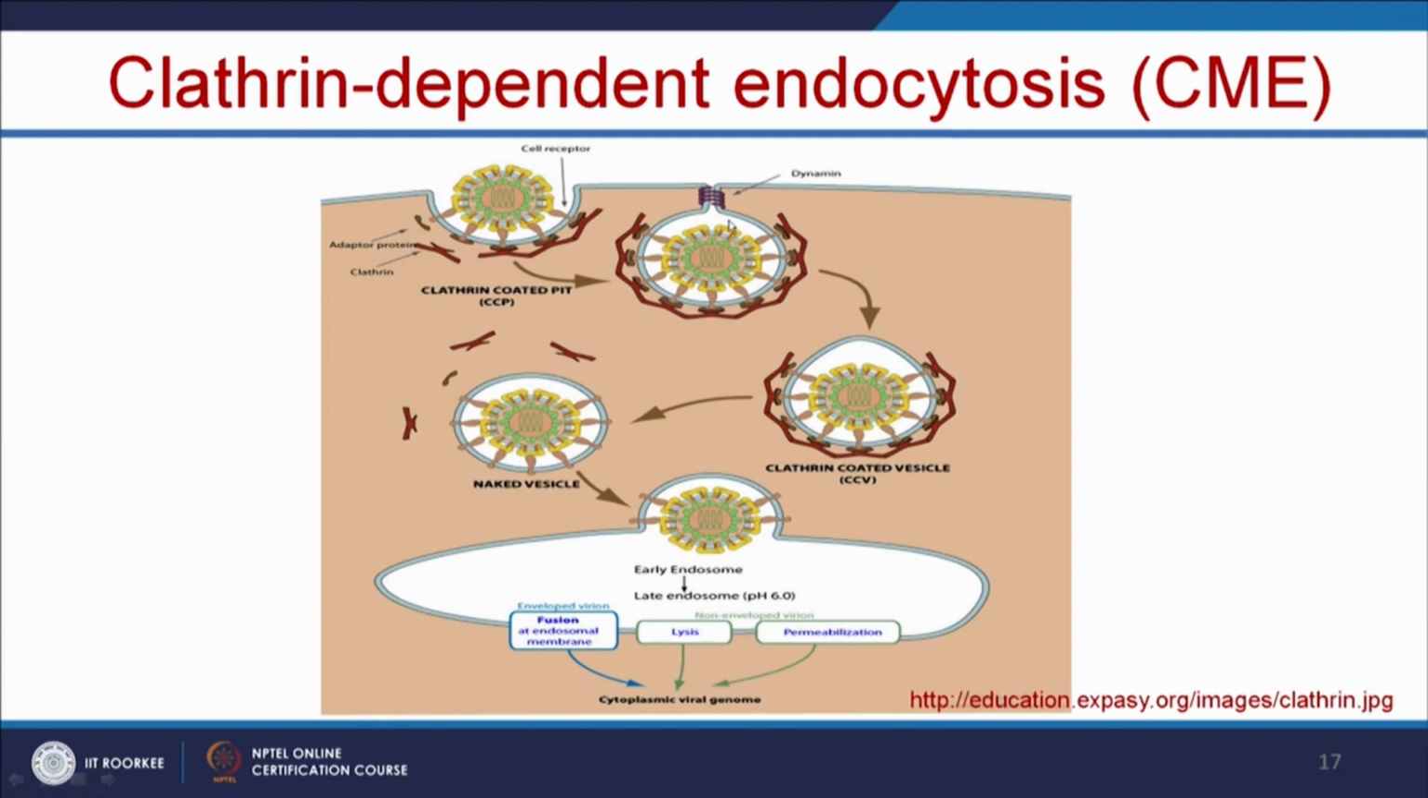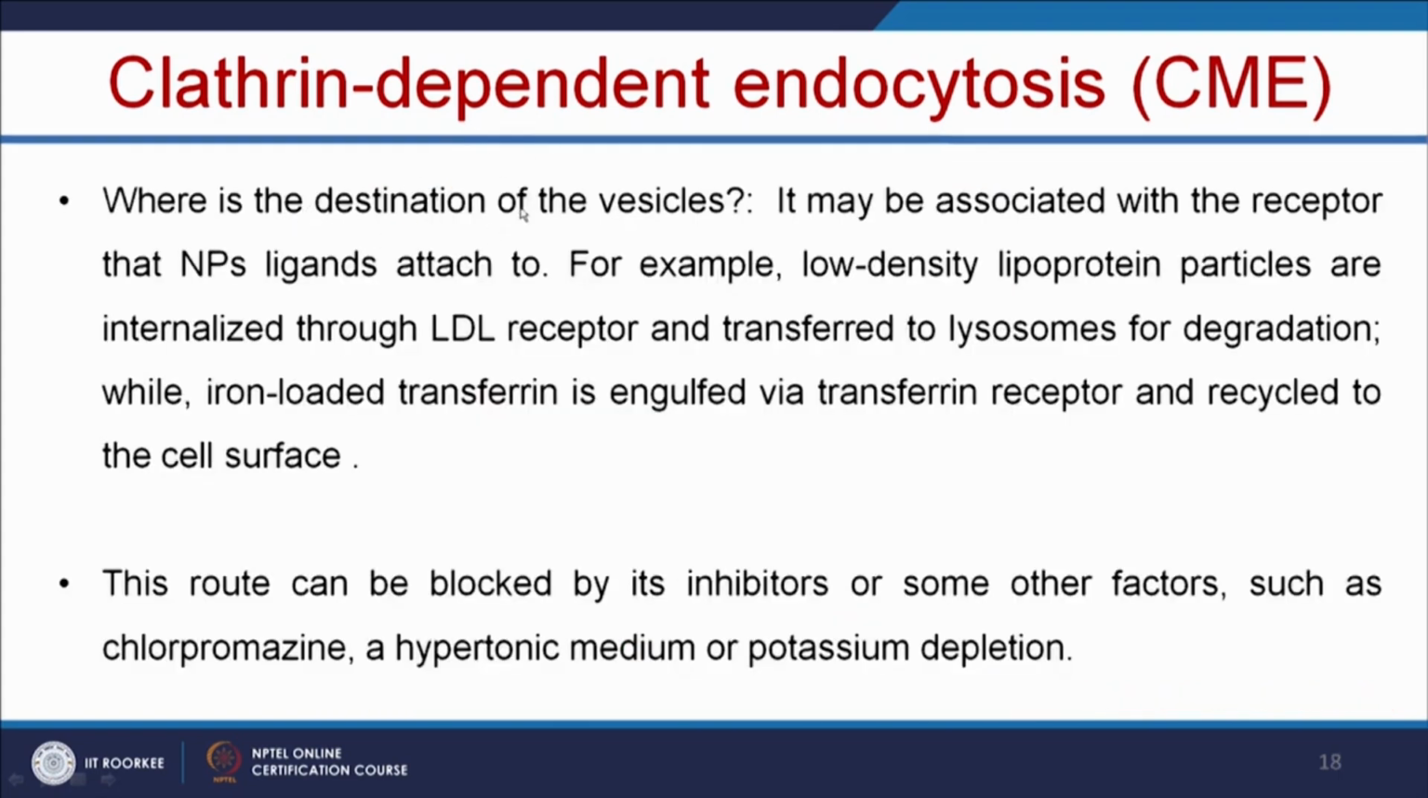Once your nanoparticle is entrapped in this vesicle, the vesicle is closed with the help of dynamin and taken inside the cell. There the clathrin will be released and only the naked vesicle will go into the endosome, where it will be degraded and release your therapeutic molecule to the cytoplasm or the nucleus. So, where is the destination of these vesicles?